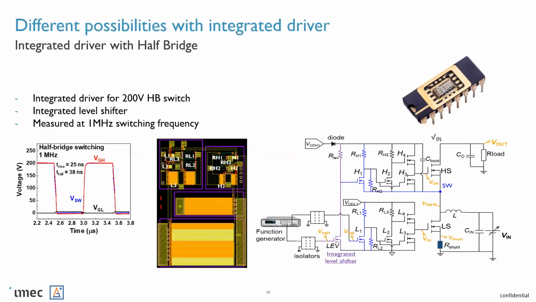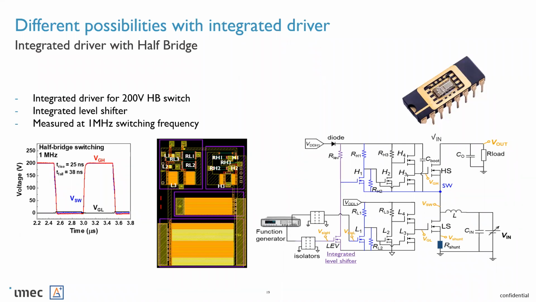We also have some integrated drivers with hybrid circuits. Here I have shown a result where you see that it is working up to 1 megahertz with a rise time of 25 nanoseconds. The measurement result is a basic output stage of a driver with an integrated level shifter. And in this case, we have a non-isolated level shifter used. It is realized in the 200 volt half-bridge switches.